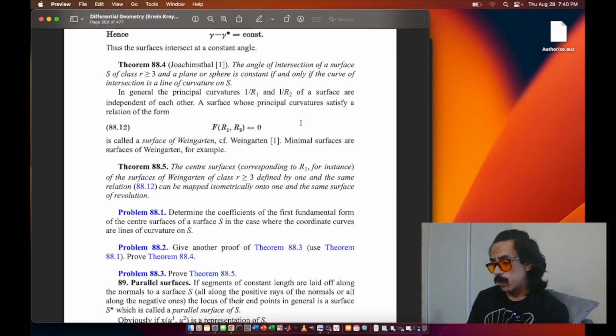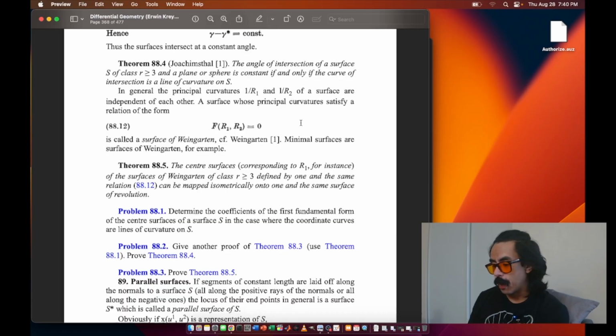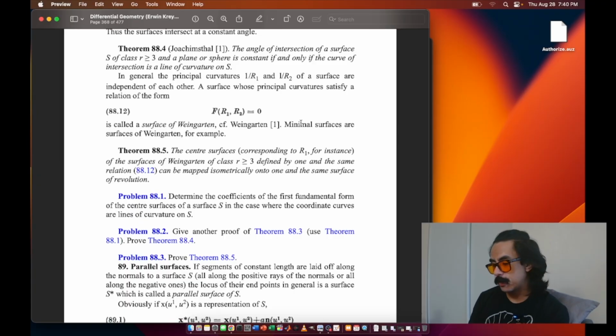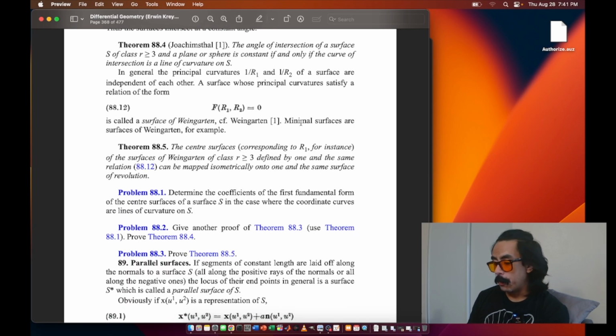The angle of intersection of a surface capital S of class r greater than or equal to 3 and a plane or sphere is constant if and only if the curve of intersection is a line of curvature on the surface capital S. In general, the principal curvatures 1 over capital R sub 1 and 1 over capital R sub 2 of the surface are independent of each other. A surface whose principal curvatures satisfy a relation of the form function capital F of capital R sub 1 and capital R sub 2 equal to 0 is called a surface of Weingarten. For more, we can refer to the reference by Weingarten himself in the bibliography.